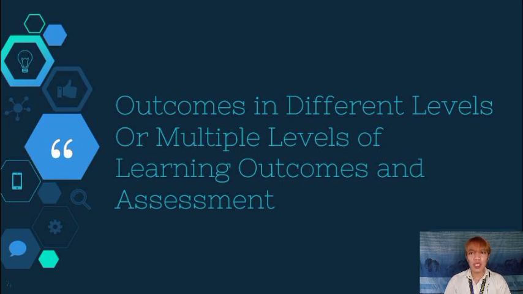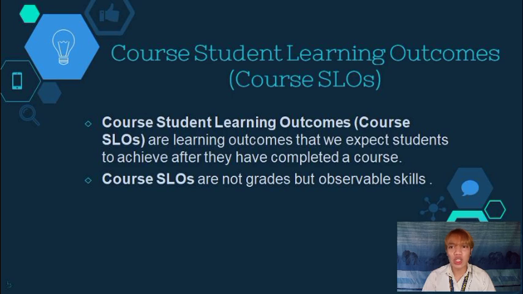And now, let's proceed to outcomes in different levels, or the multiple levels of learning outcomes. First, the core student learning outcomes, or the course SLOs. These are learning outcomes that we expect students to achieve after they have completed a course. SLOs are not grades but observable skills. Student learning outcomes are statements that specify what students will know, be able to do, or be able to demonstrate when they have completed or participated in a course or a program.